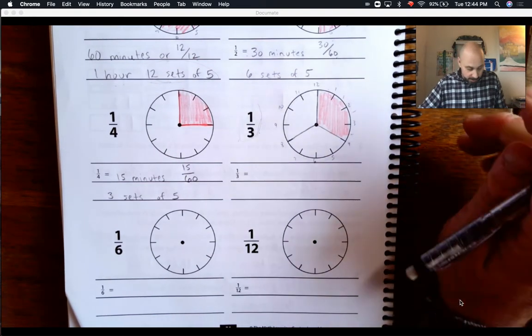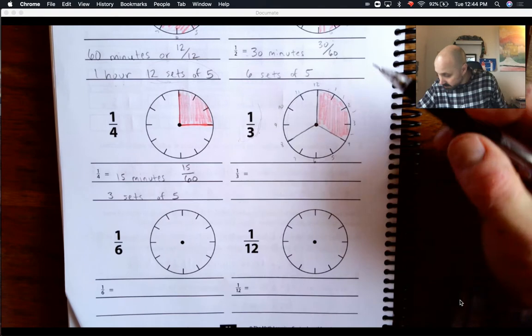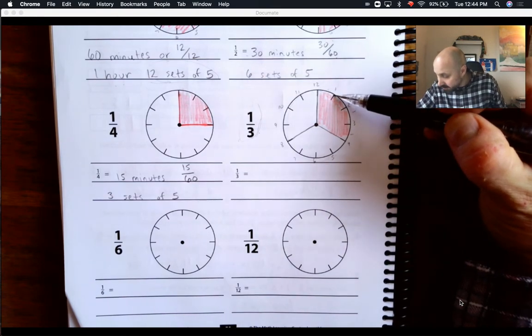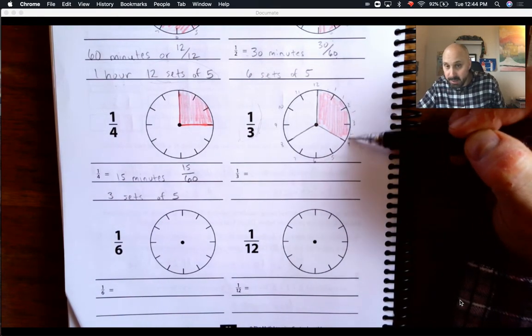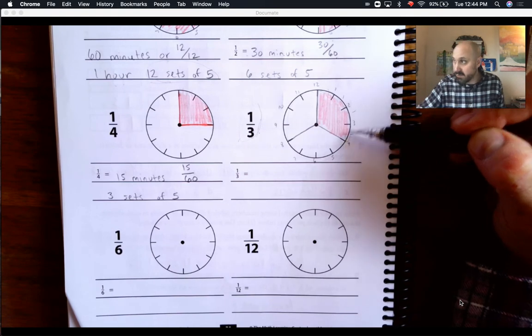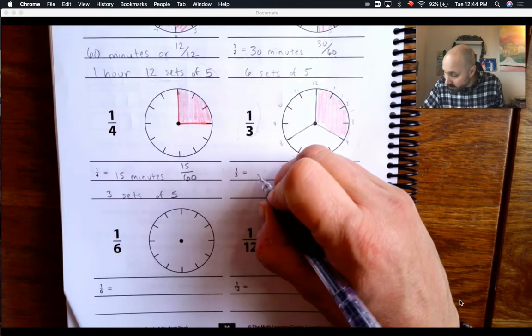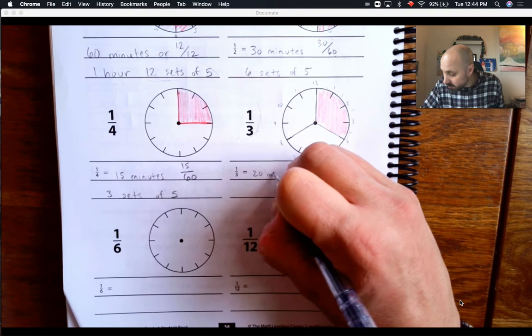Okay. So now I have how many minutes? I have 5, 10, 15, 20. Because remember, each part of this section, these sections, is 5 minutes. So 1/3 of an hour is 20 minutes.